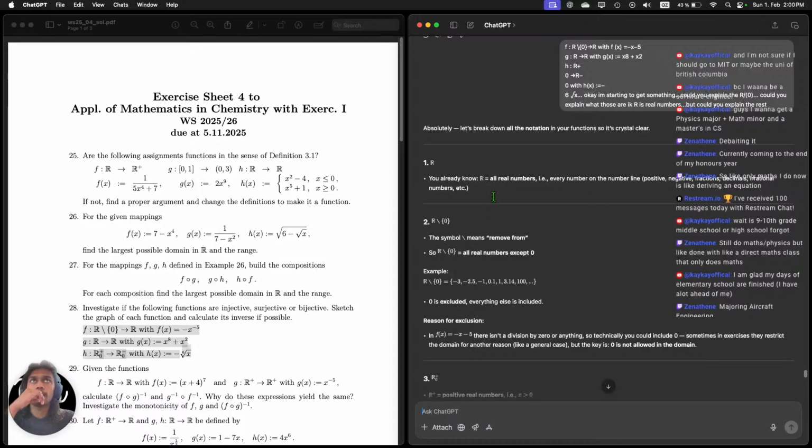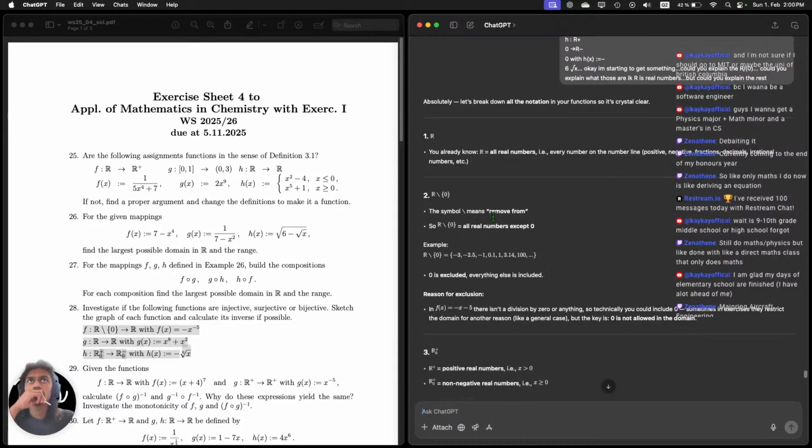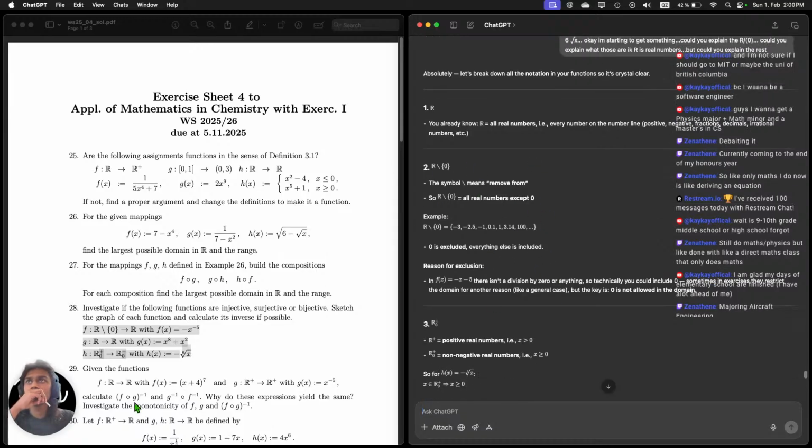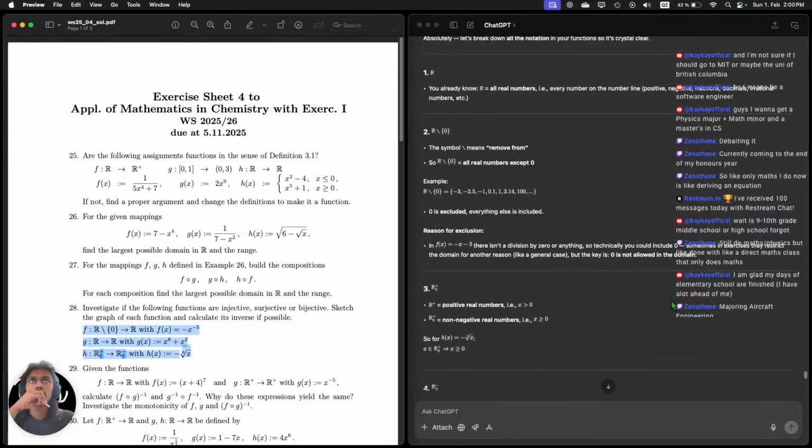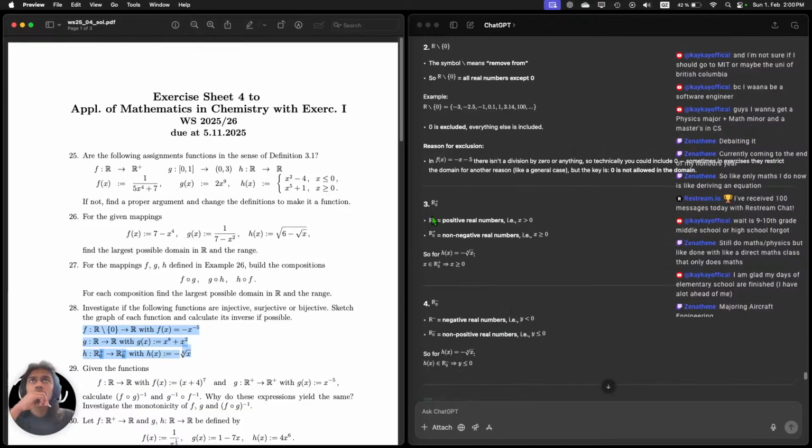You already know R equals all real numbers, every number on the number line. Okay. The symbol means remove from, okay. So R without 0. Just 0. Okay. R 0 to plus, or it's R to R. What is that one?